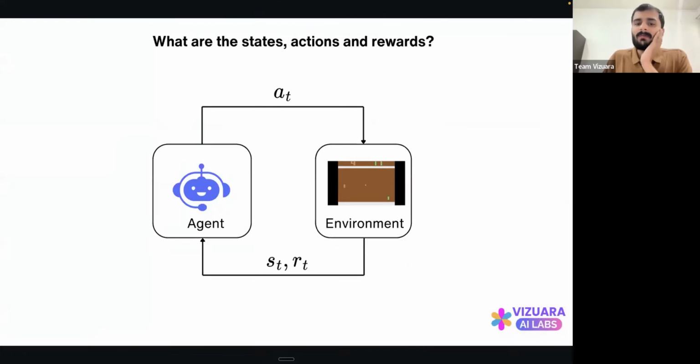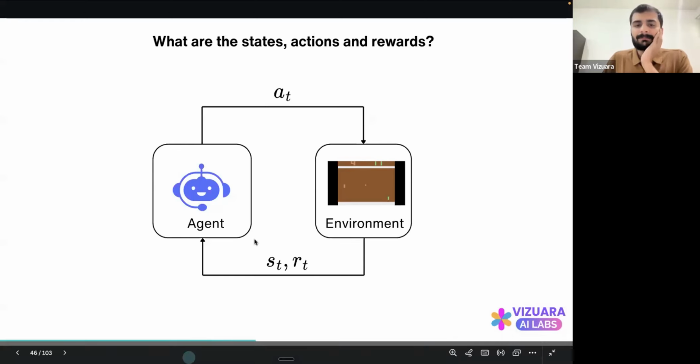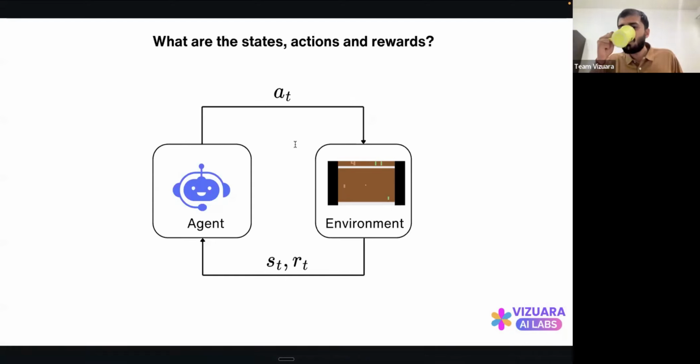First, the question is, what are the states here? Can anyone write down in the chat? What do you think are the states in this example? What are the observations which our agent is receiving from the environment before the agent goes ahead and takes any action?